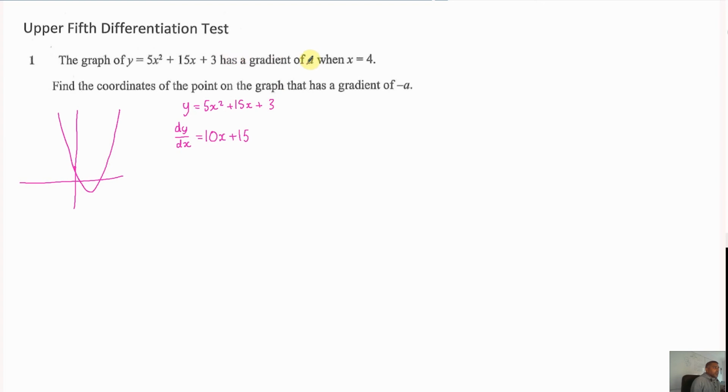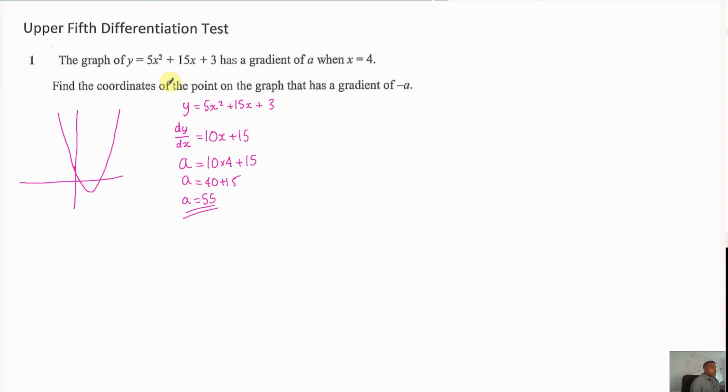Okay, so if it has a gradient of a when x equals 4, the mistake that people made here, which is understandable, was that they substituted 4 in and worked out what x is, but that's not the right thing to do here, because what it's saying is it's got a gradient of a. So if we know the gradient is a when x equals 4, it will be 10 times 4 plus 15. So a is 40 plus 15. So a is 55. Okay, that was just the first bit there. Now we know what a is.